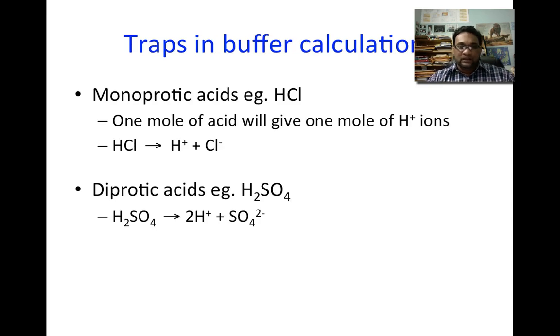Other traps in buffer calculation that they could give you is that in your preparation, you have to be careful about what kind of acid they give you. If they give you HCl, remember that 1 mole of acid will give 1 mole of H+, because it's a monoprotic acid. But if they give you an acid such as H2SO4, well, that's a diprotic acid. So for every 1 mole of H2SO4, you're going to get 2 moles of H+. So be very careful about the acid that they give you. You must ask yourself, is it monoprotic? Is it diprotic? Because then the volumes will be different.